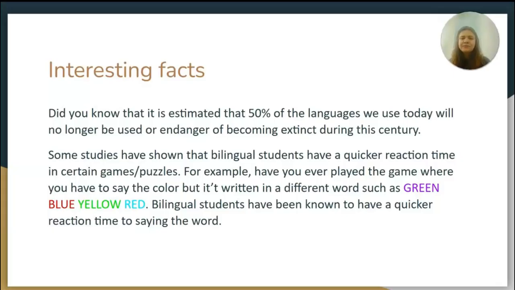One thing that's more centered towards bilingual students is that they have a quicker reaction time in certain games and puzzles. I loved playing games and puzzles growing up, so I have definitely played this one where you have to say the color, but it's written in a different word. So for this, you would be saying purple, red, green, blue. Bilingual students, it has been shown that they have a quicker processing time because they see the color before they read the word sometimes. So they have a quicker processing speed, which I think is really interesting. I think it says a lot about how their mind processes stuff, how they see the color before they ever think of the word itself.